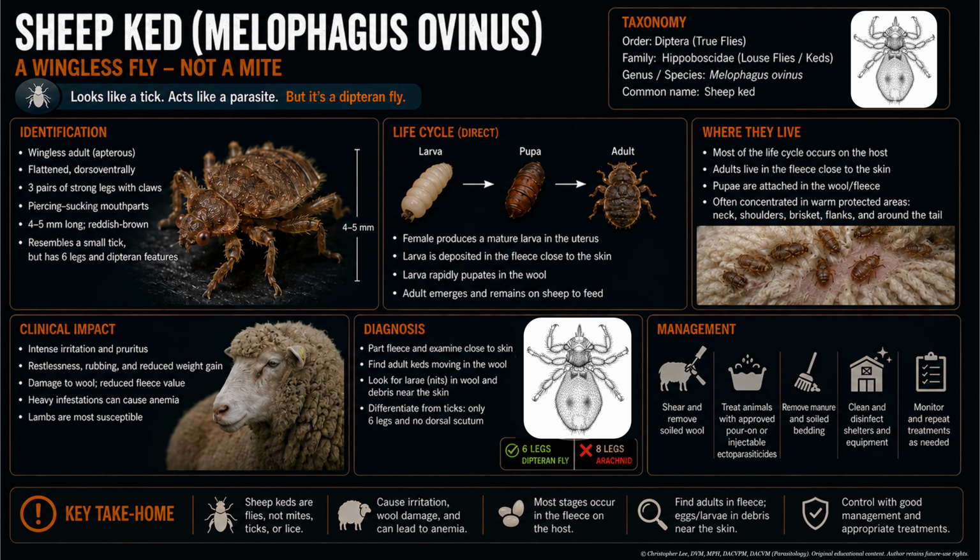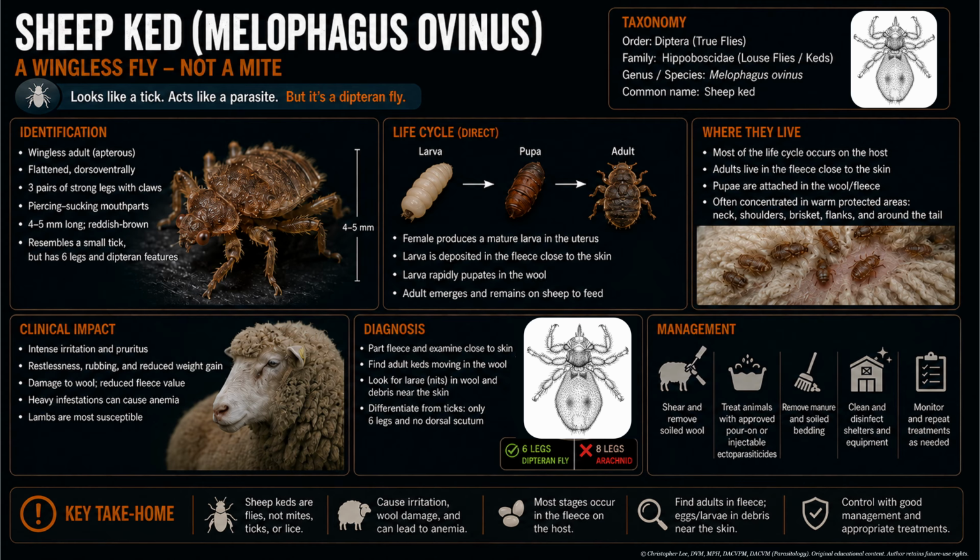Melophagus ovinus, the sheep ked, belongs taxonomically within the flies. It is a wingless dipteran in the family Hippoboscidae, the louse flies or keds. It looks like a tick, acts like an ectoparasite, but it is a fly. Parasite identity theft at its finest. The name is wonderfully sheep-focused. Melophagus can be thought of as sheep-eater, and ovinus also points back to sheep. The parasite basically arrives already wearing wool.